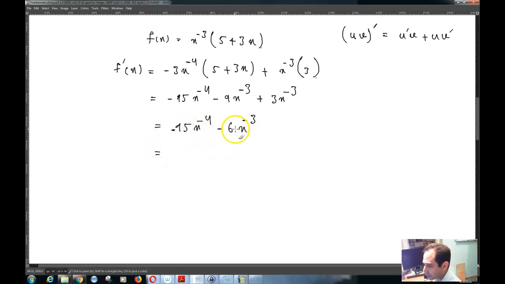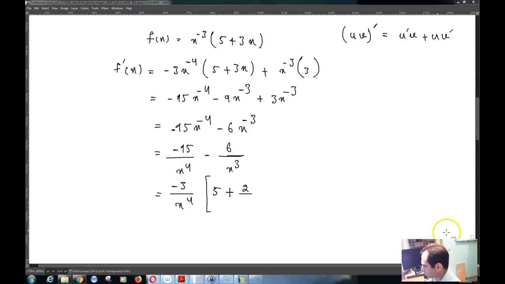And then you can write this as -15 over x raised to the power 4 minus 6 over x raised to the power 3, and then again you can take a -3 over x raised to the power 4 out and write this as 5 plus 2 over x. Or I'm sorry, not 2x, because that's -6, and then over here you will get x raised to the power 3. So that's basically this example.